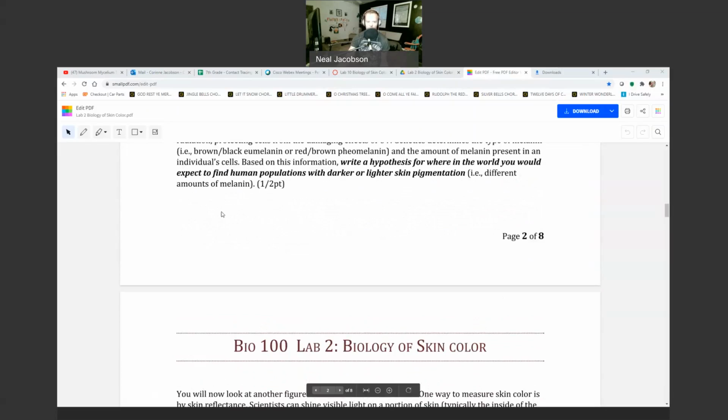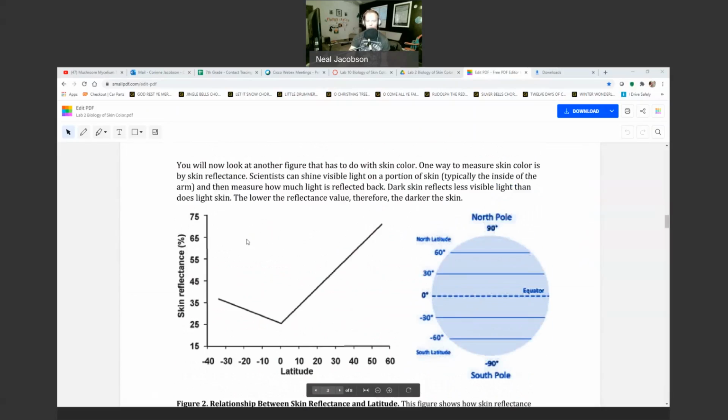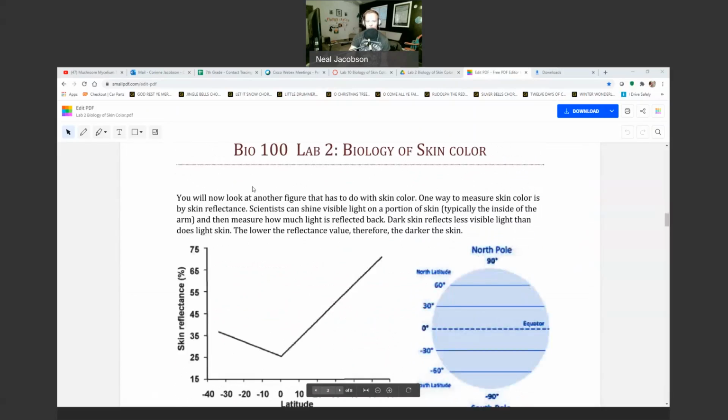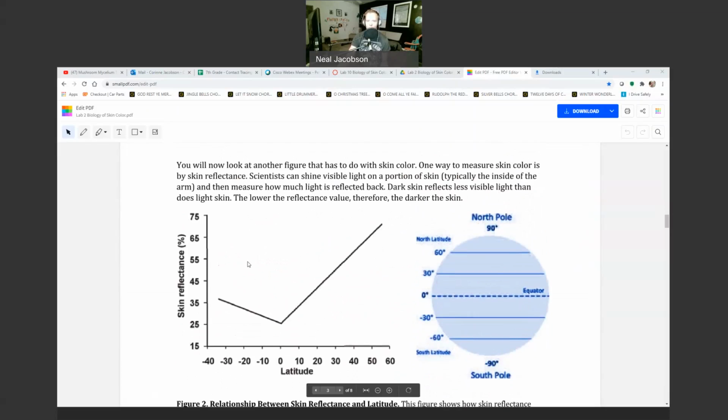So you can write that hypothesis in right here, or you can rephrase it and say it how you want to. And then now here we kind of test that hypothesis. So now we look at another figure. And this figure here has to do with skin reflection. So it's skin color related. So it's how much light is reflected off your skin.